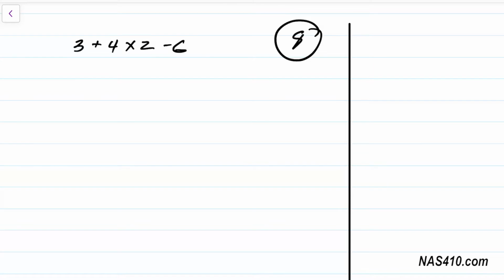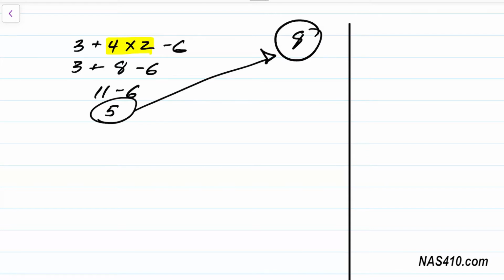Now, this time, I'm going to solve this problem a little differently. Instead of going from left to right, I'm going to do this multiplication first, okay? And so I have 3 plus 4 times 2, which is 8, minus 6. And now I'm going to do everything else from left to right. So I have 8 plus 3 is 11, minus 6. 11 minus 6 is 5. And 5 is different than 8. And so I think we could see that the order in which we do this math really does matter.